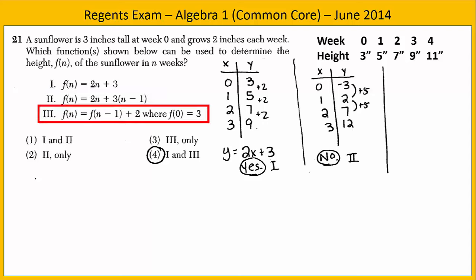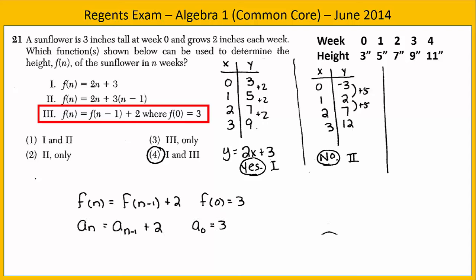How about choice 3? This is probably the hardest or most confusing looking of the choices, because notice we have an f of n and an f of n minus 1. An f of n and an f of n minus 1 is notation for a sequence. It's a recursive notation. When we wrote that in class, we used a slightly different notation. We would have said a sub n equals a sub n minus 1 plus 2.